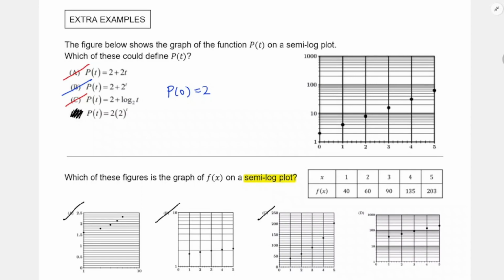Okay, so then I'm saying, yeah, 40, 60, something between 10 and 100. 90, very close to 100. 135, bigger than 100. And then 203, between 100 and 1,000. Okay, so that's why I'm going to be choosing answer choice D.